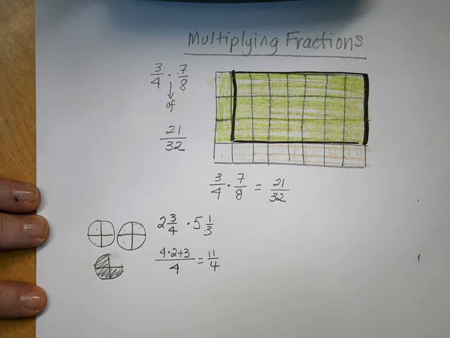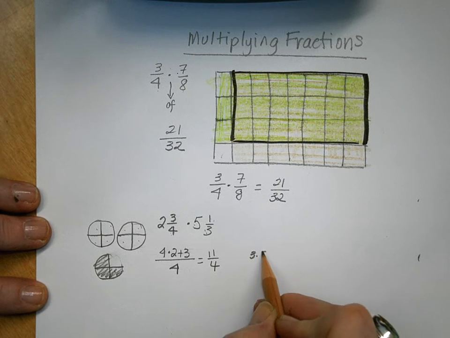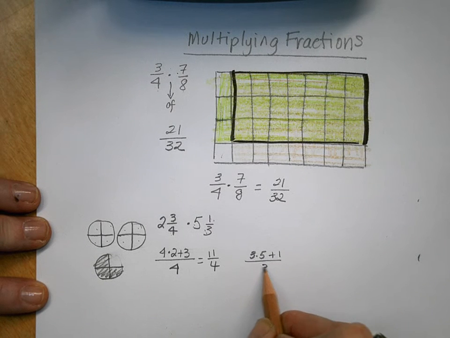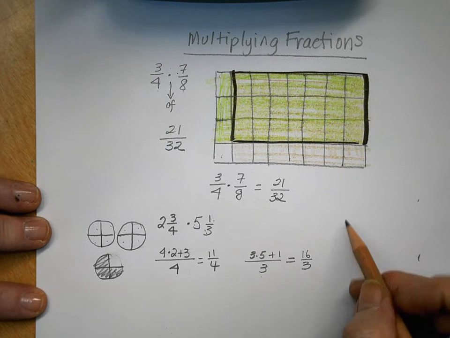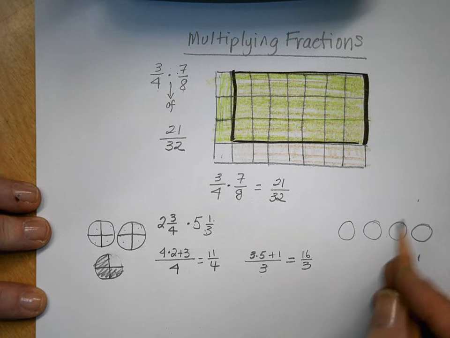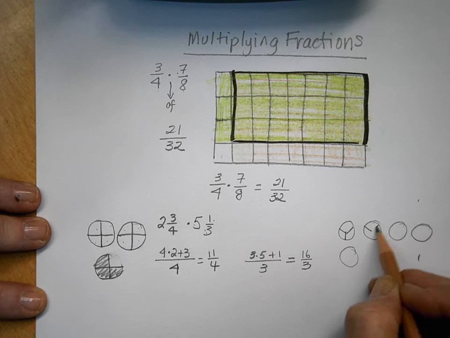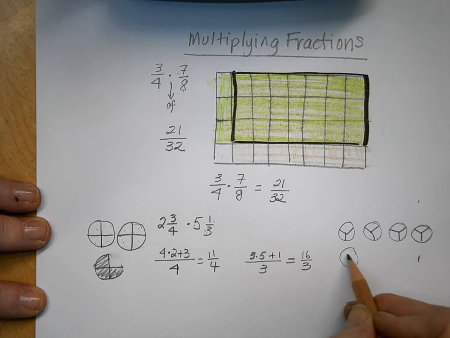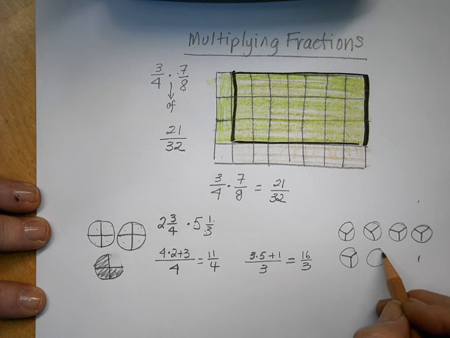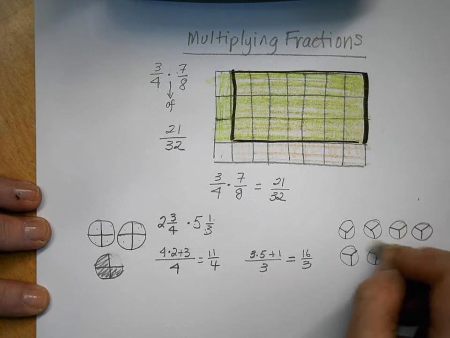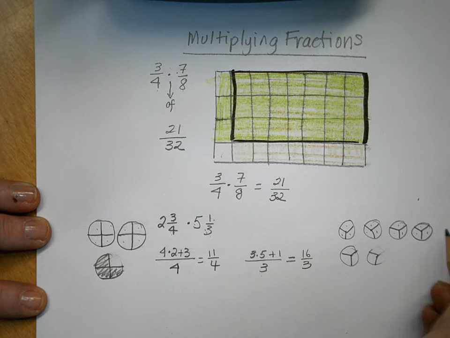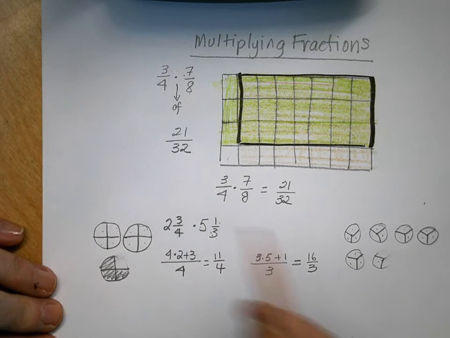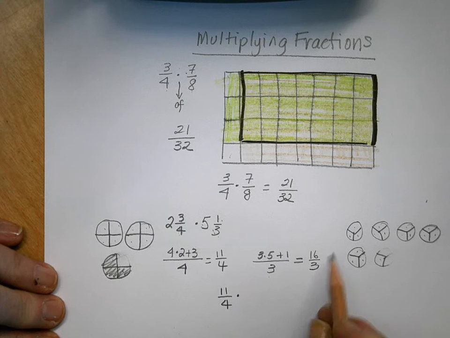I need to change my 5 1/3. So 3 times 5 plus 1, over 3. 15 plus 1 is 16/3. If I were to draw a picture of that, it would look like this. 1, 2, 3, 4, 5, all of these divided into 3, plus 1 more third. Altogether, there's 1, 2, 3, 4, 5, 6, 7, 8, 9, 10, 11, 12, 13, 14, 15, 16/3. Now I can multiply. So my 2 3/4 is the same as 11/4 times 16 over 3.